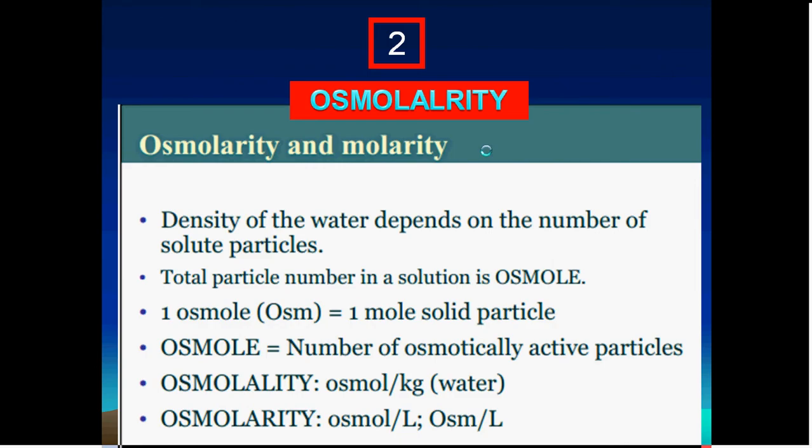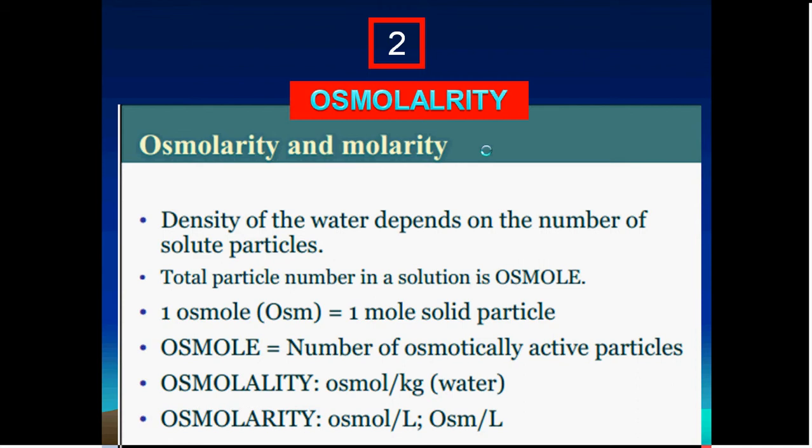When we talk about osmolality, we have to take care that we are talking about the number of particles. We are not talking about the charges, but the number of particles in a solution. So osmoles means 1 mole of solid particles. If we are talking about sodium chloride, it dissociates completely into sodium and chloride.